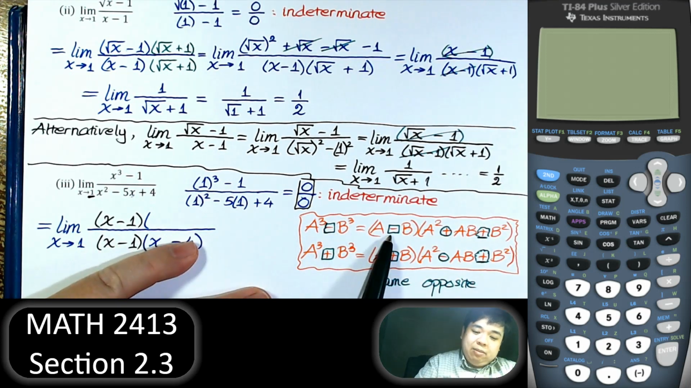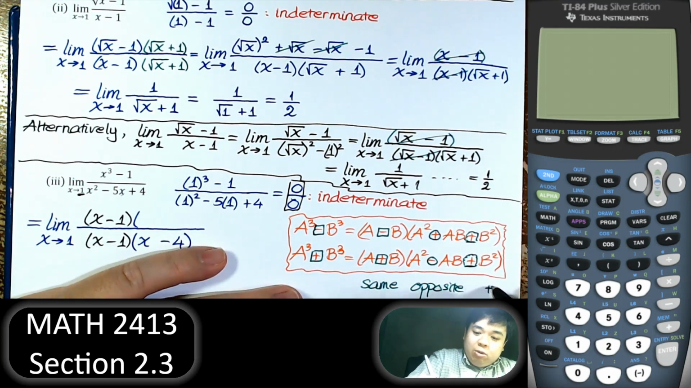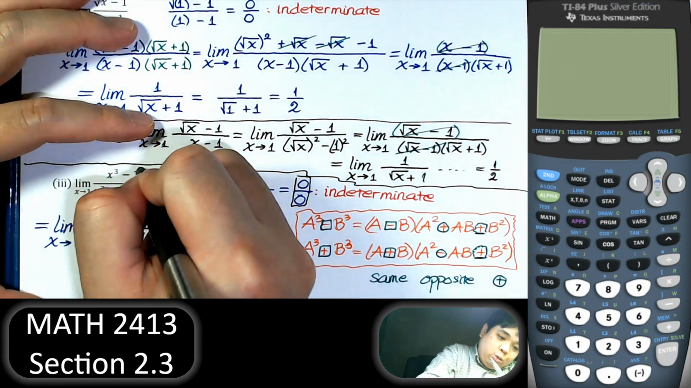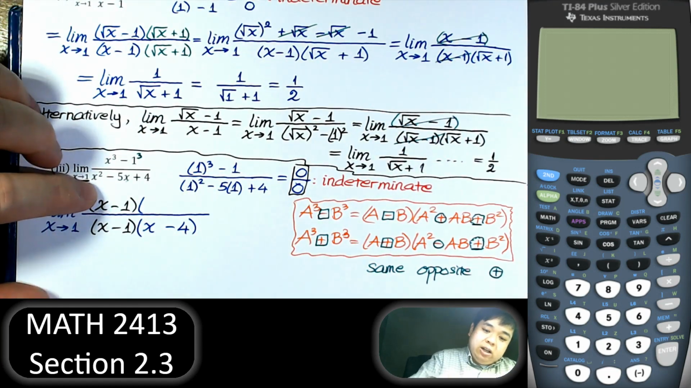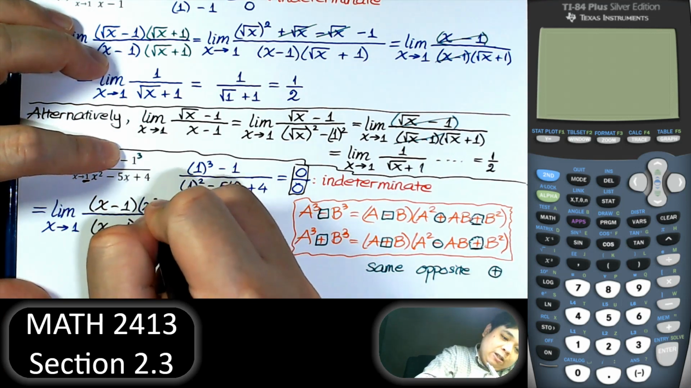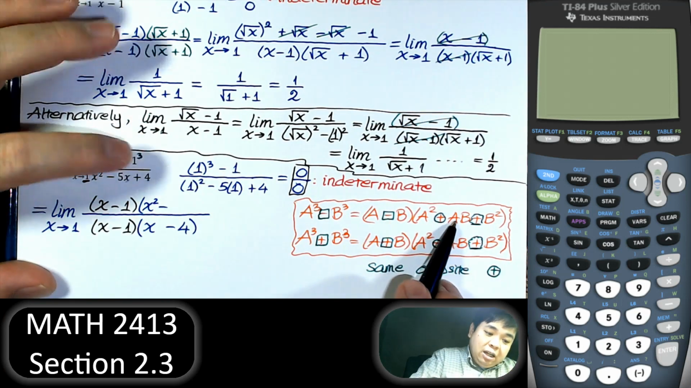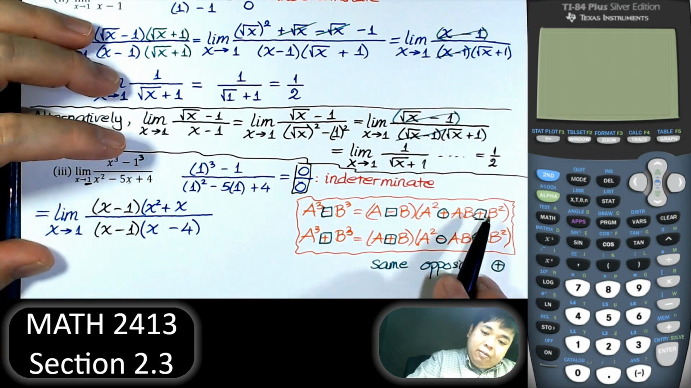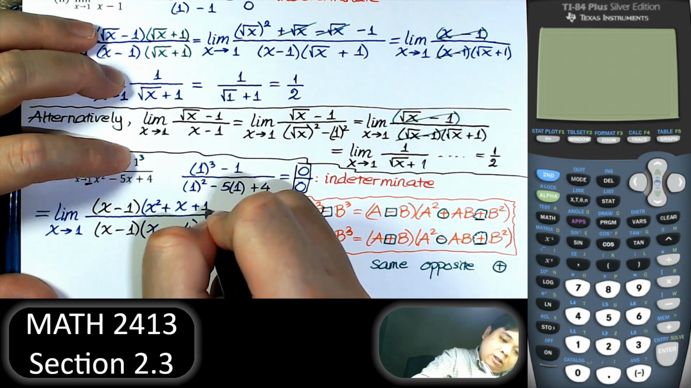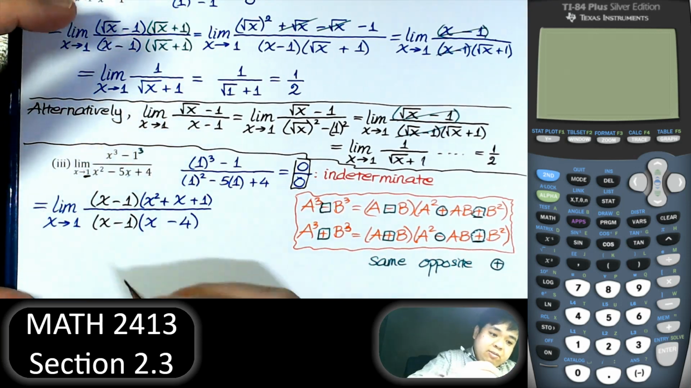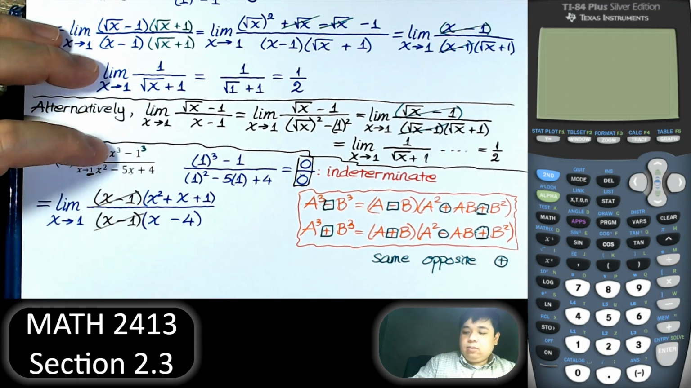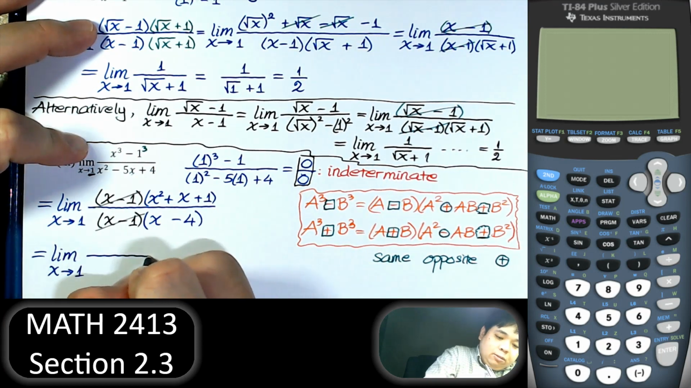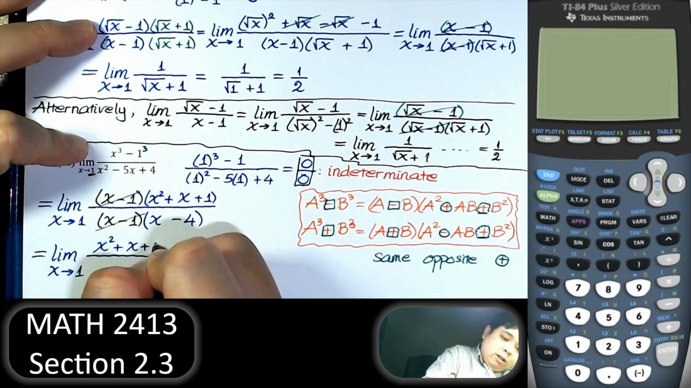So the first one is the same, the second one is opposite, the last one is always positive. In this case, x cubed minus 1 cubed. So x minus 1 and then a squared, x squared, plus ab, x times 1, and then plus b squared, 1 squared or just 1, and the common factor cancels out. We will have x squared plus x plus 1 over x minus 4.